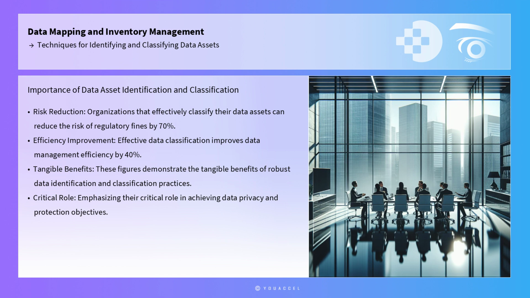Statistics further underscore the importance of data asset identification and classification. According to a study by Gartner, organizations that effectively classify their data assets can reduce the risk of regulatory fines by 70% and improve data management efficiency by 40%. These figures demonstrate the tangible benefits of implementing robust data identification and classification practices, emphasizing their critical role in achieving data privacy and protection objectives.